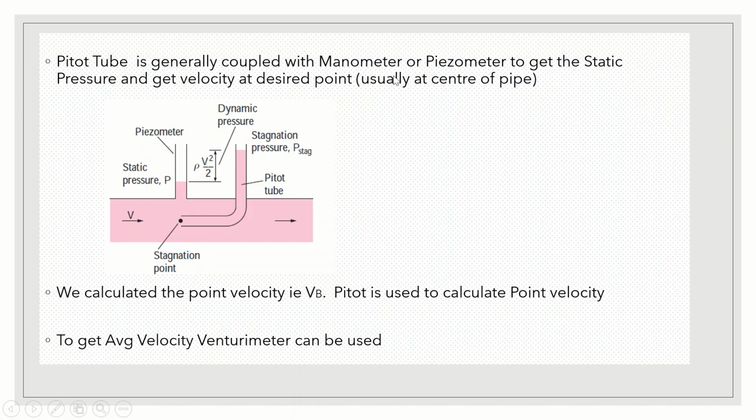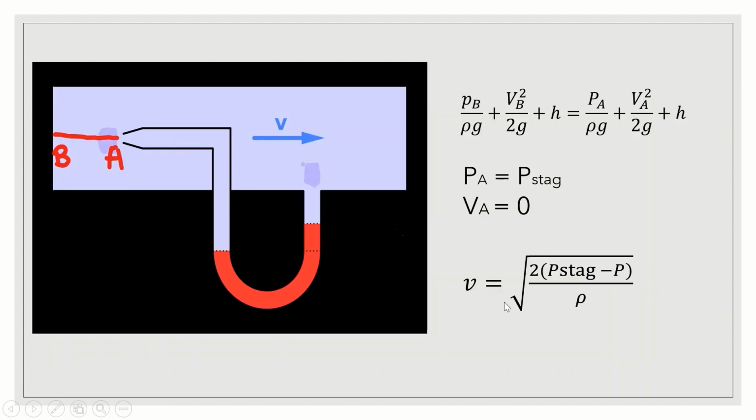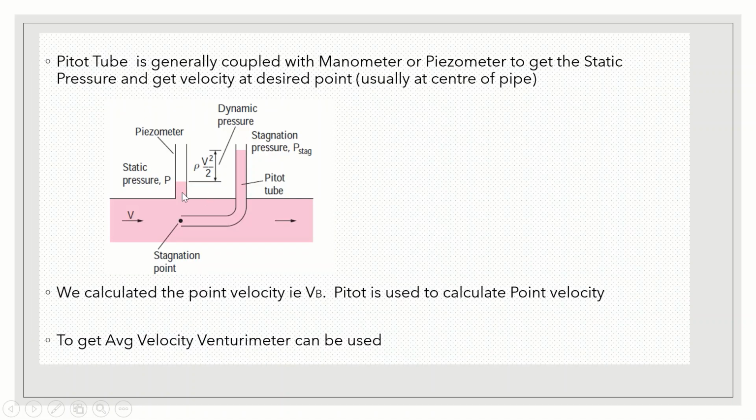Pitot tube is generally coupled with a manometer or a piezometer to get static pressure and to get velocity at the desired point, usually at the center of the pipe. So as you can see in this velocity equation, we have two pressures being used. That is the P stagnation, the pressure at point A, and P, the pressure at point B. So how will we know the pressure at point P? To get the pressure at point P, we will use a piezometer here, which will give us the static pressure.